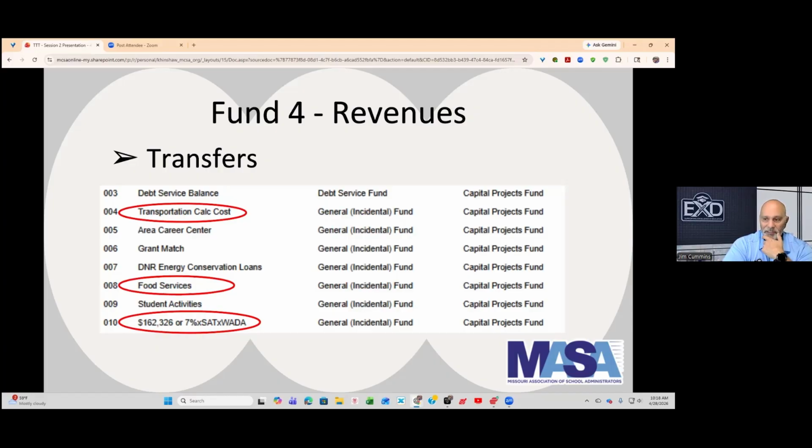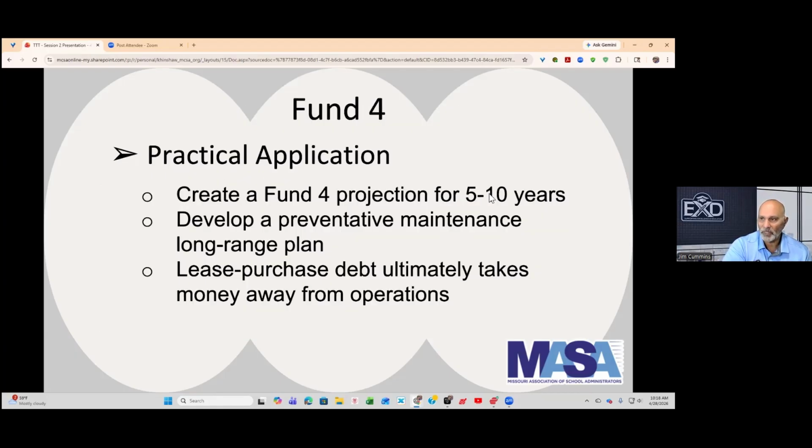And then your calculation for the maximum amount of transfer that can be made, just without any rationale other than it's authorized, is you can do the maximum of $162,326 or 7% times the SAT times your district's weighted ADA. And that will determine the maximum transfer that you can make to Fund 4. So transfers are a significant way to get revenue into Fund 4 as well.